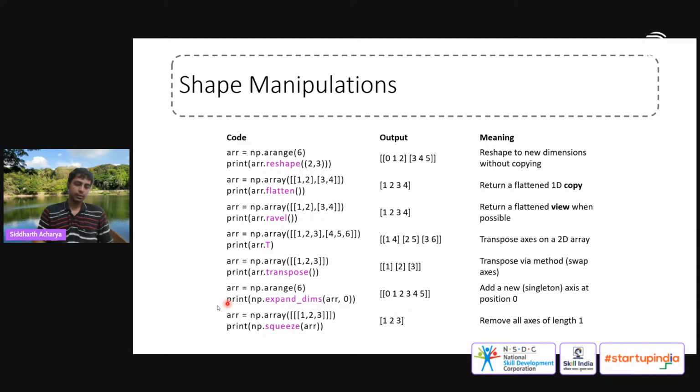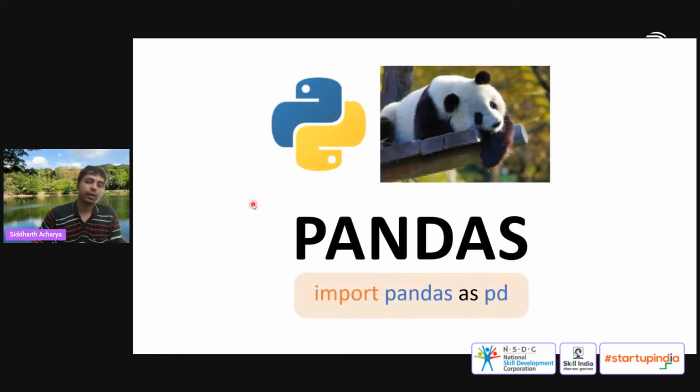Next we have the squeeze operation. In the previous example we saw how we can expand the dimension, and with the squeeze operation we see how we can reduce the dimension. The squeeze operation reduces dimensions which are not very required. So I hope you guys are able to follow. These are all the methods in which you can manipulate the shape of the numpy array. We'll move forward directly into pandas.